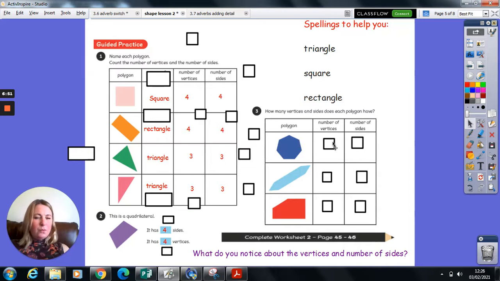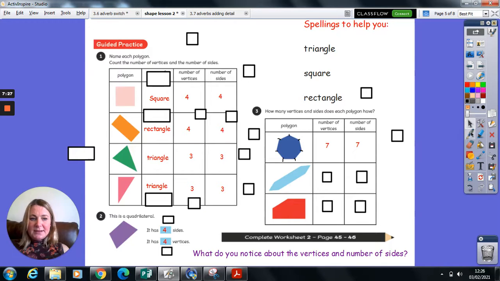So for these polygons, don't worry at the moment about the names of these. Number of vertices. This is where you've got to count really carefully, and sometimes it helps. I'm not great drawing with a pen on these, but sometimes it helps if you do your own little dot. 1, 2, 3, 4, 5, 6, 7. It has 7 vertices, so of course, following our rule, it must have 7 sides.